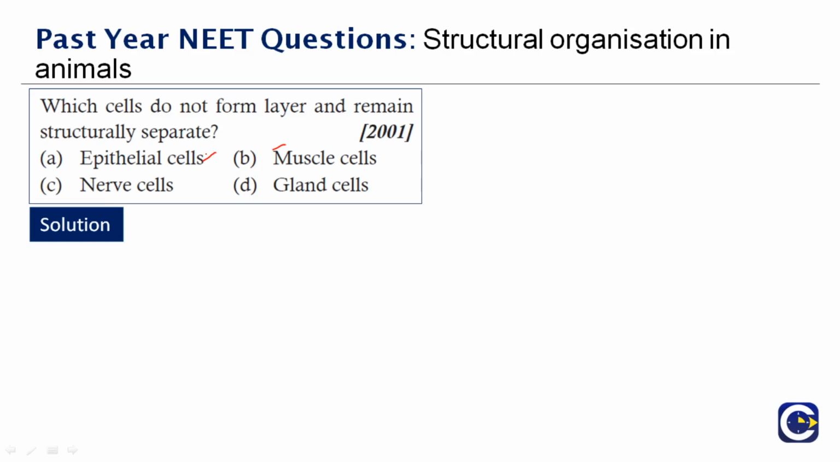Now, which one does not form a layer but remains structurally separate? If you see, it is the nerve fibers. We all know the nerve fibers are highly sensitive ones that are present in any living organism, which contributes to a lot of other voluntary and involuntary functions. Only the nerve cells do not form layers, they always remain structurally separate from each other.